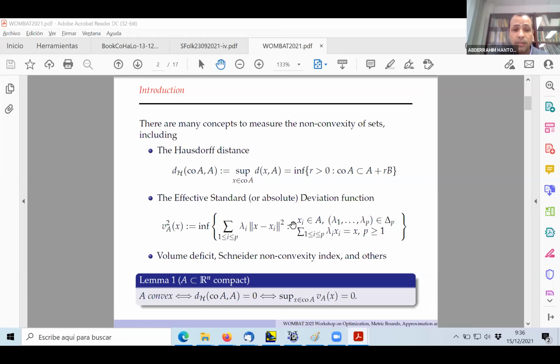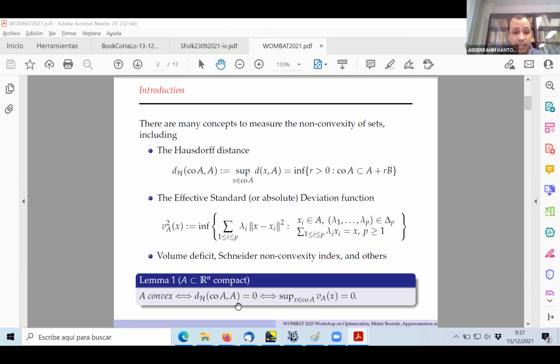There are many other ones. Actually, the volume deficit, roughly speaking, computes the difference of the volumes between the convex hull and the set A. Another one is the Schneider non-convexity index, and many others. Actually, this topic concerns not only the community of optimization and variational analysis, but also the community of geometry, which seems two different communities.